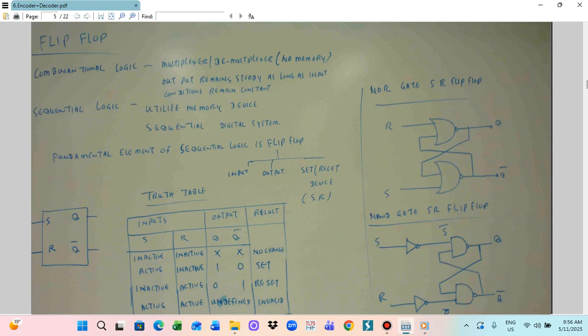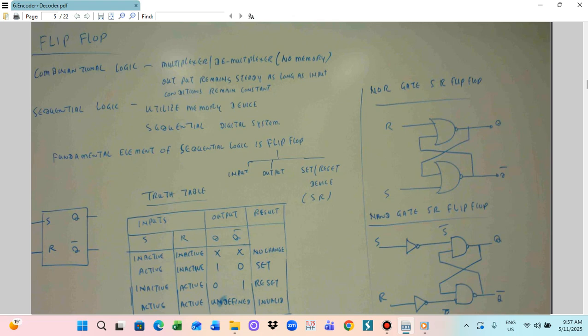But sometimes some of the input states need to be memorized, and the output will depend on the previous happening of the input state. In this case, we have to utilize the flip-flop. So the flip-flop has a memory element included. The flip-flop can memorize the previous state, and then the output is determined by the previous state condition. So this is what we call a sequential digital system.